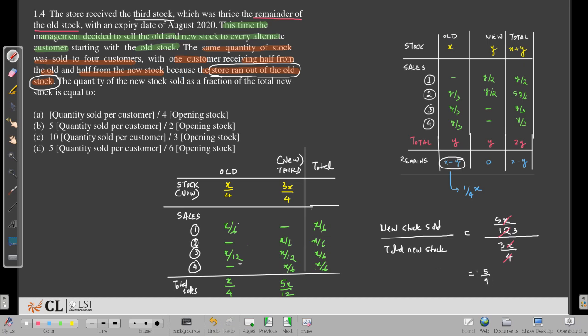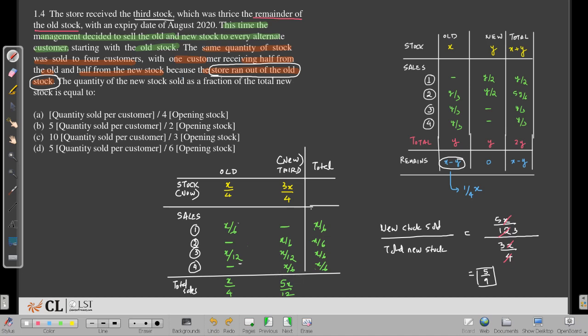But unfortunately, in this particular question, the option is not given in this format. The option is giving quantity sold per customer and opening stock. We're looking at that ratio, okay? Quantity sold per customer and opening stock. So that's what you're looking at.